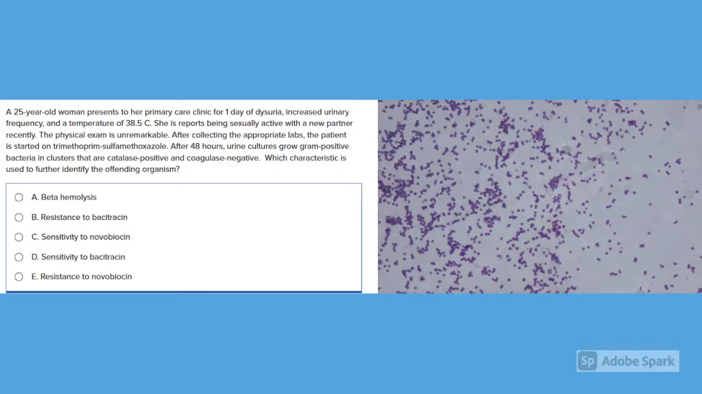Now question of the day. A 25-year-old woman presents to her primary care clinic for 1 day of dysuria, increased urinary frequency, and a temperature of 38.5 degrees Celsius. She reports being sexually active with a new partner recently. The physical exam is unremarkable. After collecting the appropriate labs, the patient is started on trimethoprim sulfamethoxazole. After 48 hours, urine cultures grow gram-positive bacteria in clusters that are catalase-positive and coagulase-negative. Which characteristic is used to further identify the offending organism?